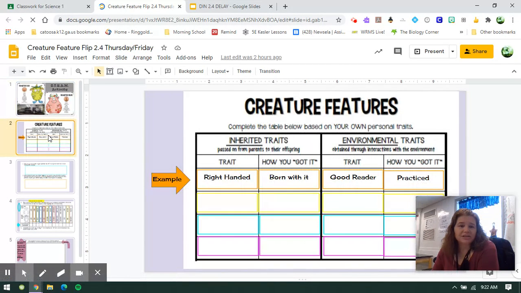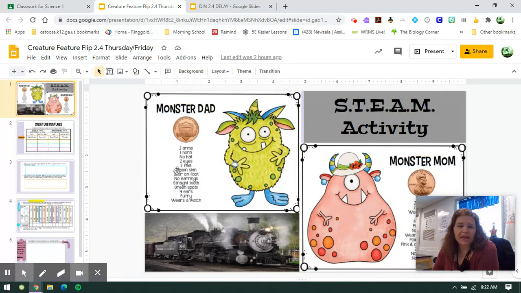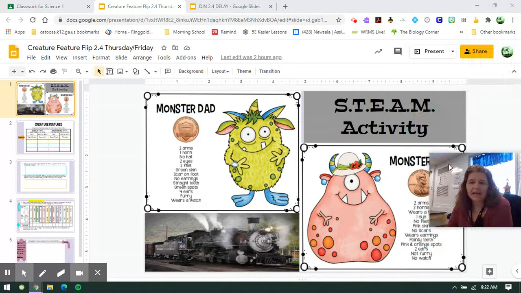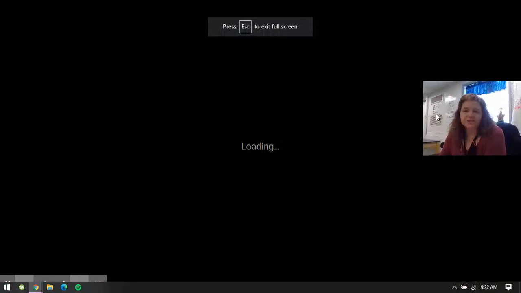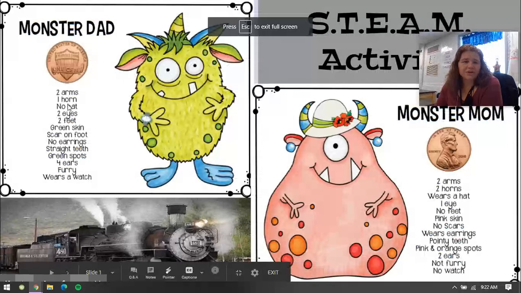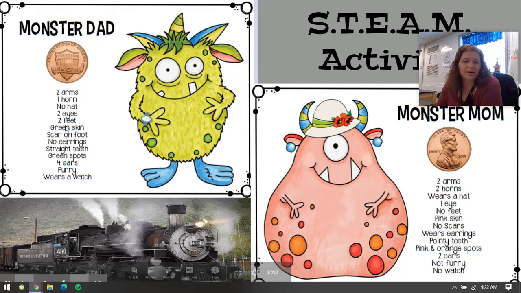So you're going to look at this monster dad and this monster mom, and you're going to look at their features. You're going to notice that monster dad has 2 arms and a horn. Look, he has a scar on his foot, and he also has a watch. Some of these features are inherited, which means he got them from his mom and his dad, like the fur.